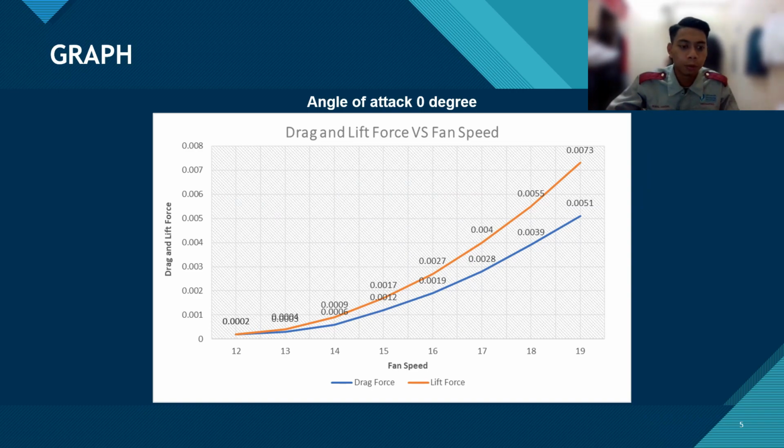So now I want to show you our graph experiment. This is the graph for drag and lift force versus fan speed. As you can see, this is the graph for angle of attack 0 degree. The blue line is the drag force and the orange line is the lift force. As the fan speed increases, the drag force and lift force increase too.